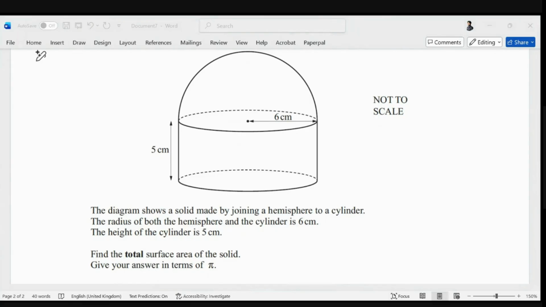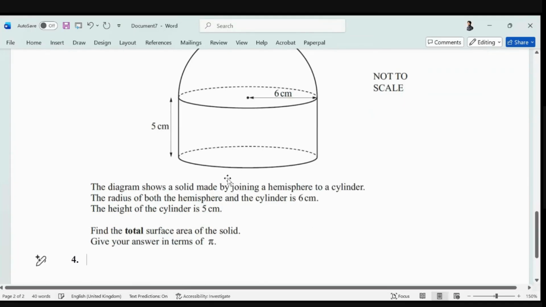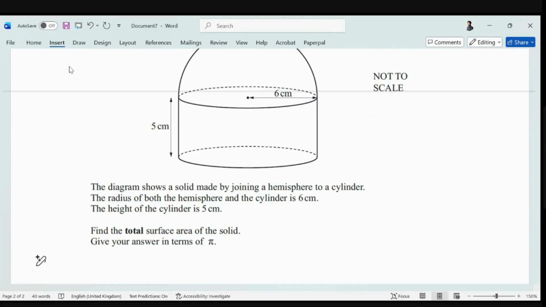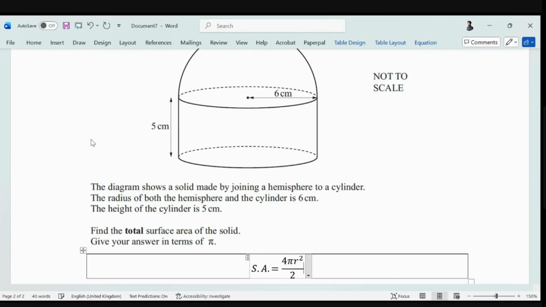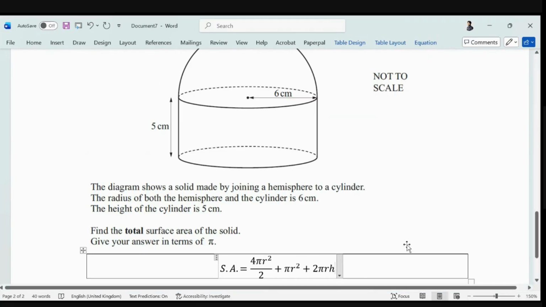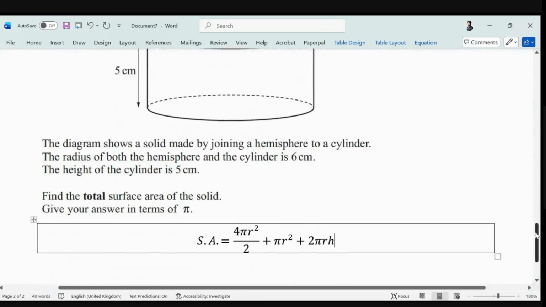The three surfaces that we're dealing with: one is the hemisphere, the other is the curved surface of the cylinder, and the third is the base, which is a circle. So if we are finding the total surface area, we will just add all the areas. First is the surface area of the sphere divided by 2 to get the curved surface area of the hemisphere. Then we have pi r square for the circle as the base, and then we have 2 pi r h as the curved surface area of the cylinder. The radius is 6 and the height is 5.